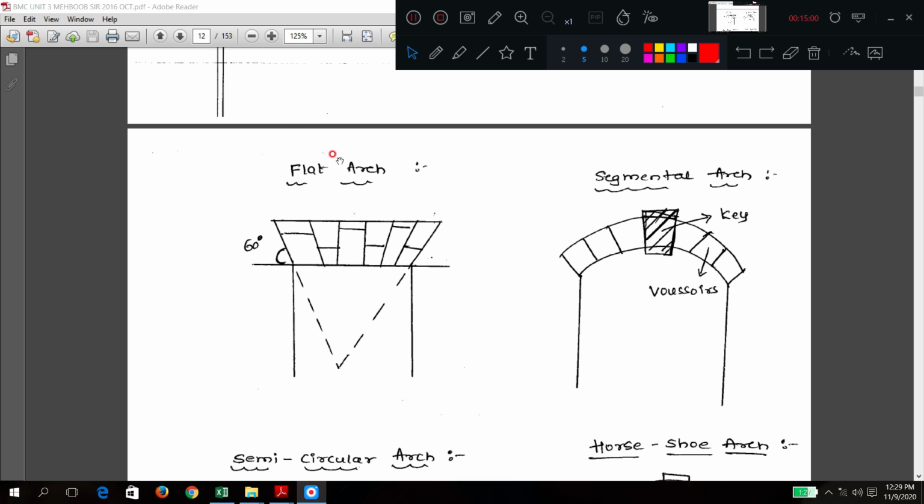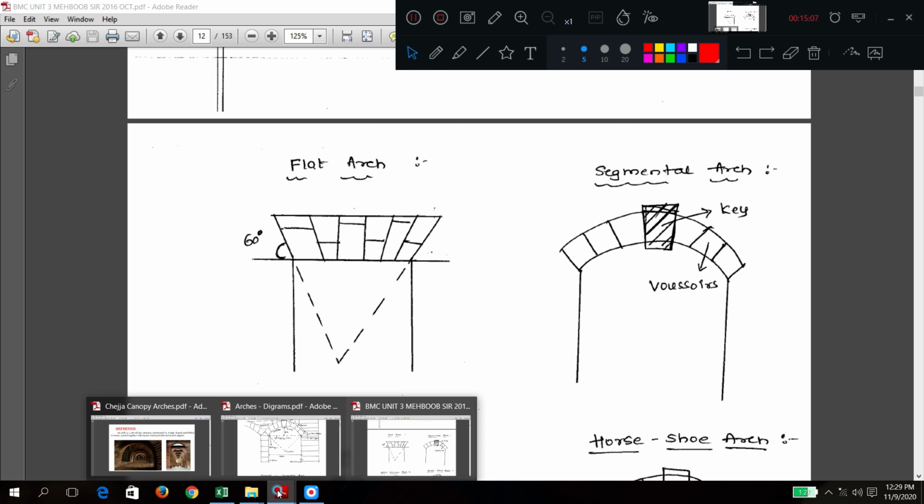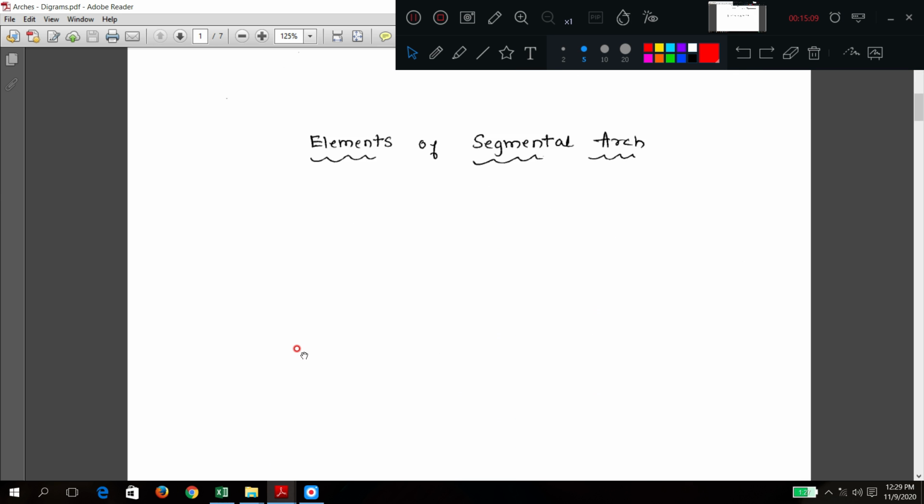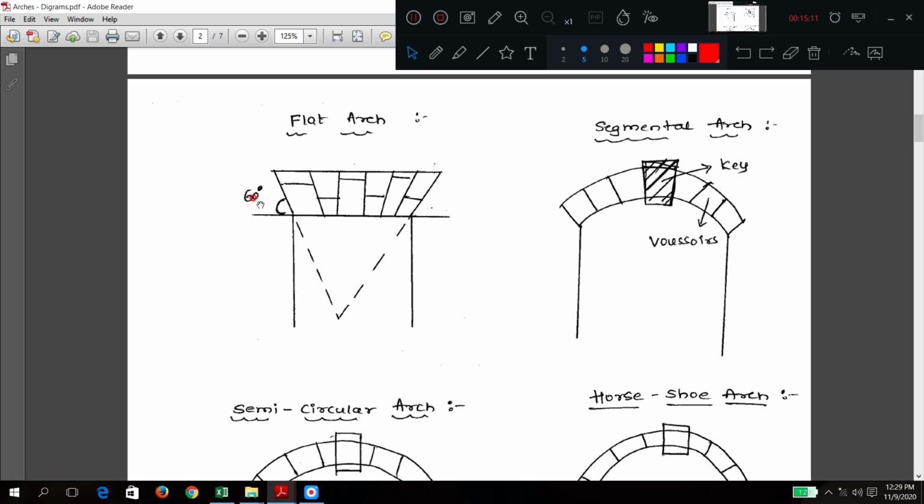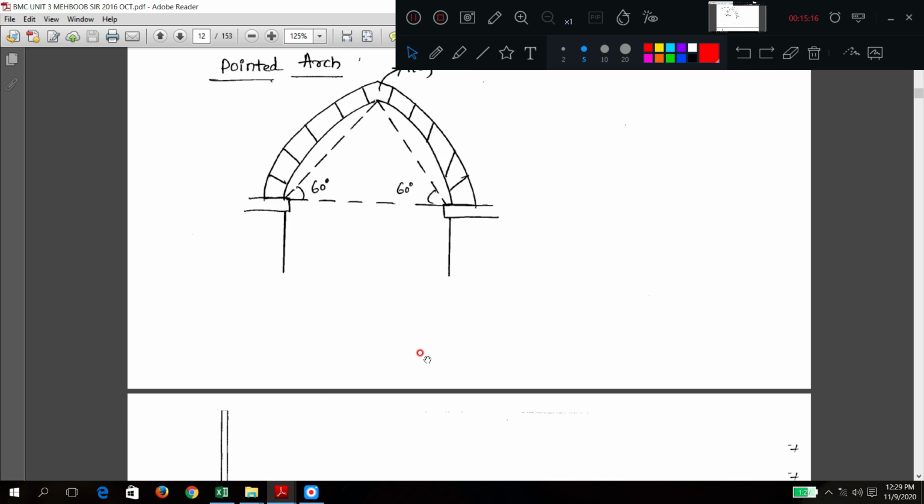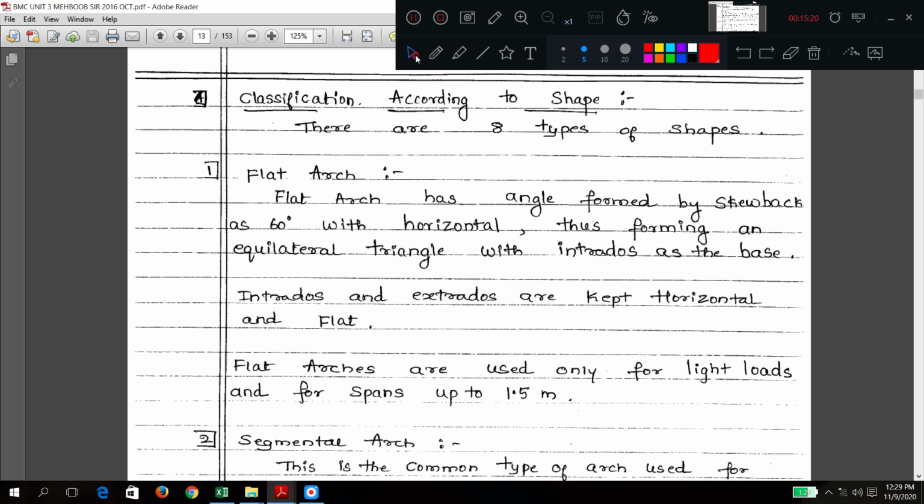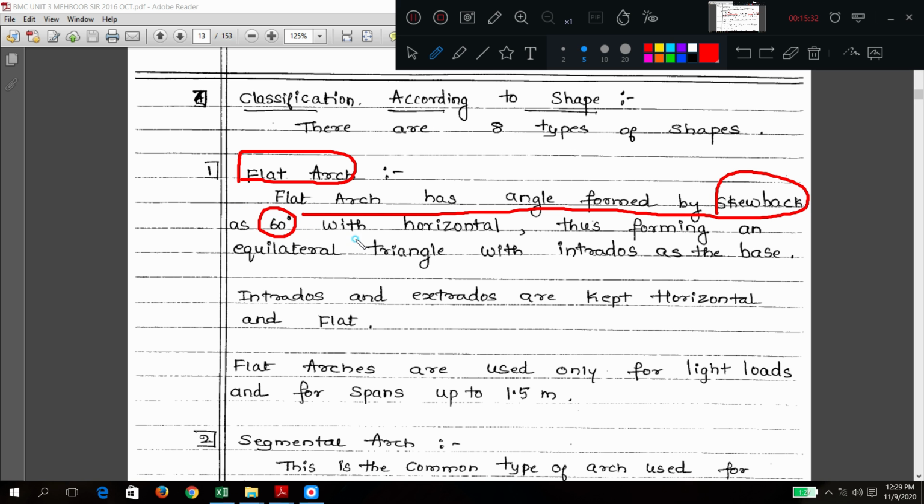Okay, what is this? Flat arch. This is called shape, depending upon the shape we are classifying. So I will go to this diagram first. Here on one side we can explain the text, and on the other side we can have the diagram. Classification of the arch, depending upon the shape. Flat arch. Here it has an angle formed by skew back as 60° with horizontal.